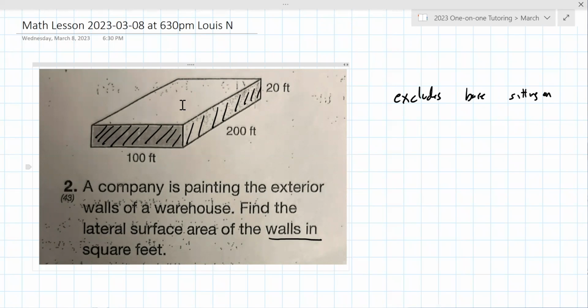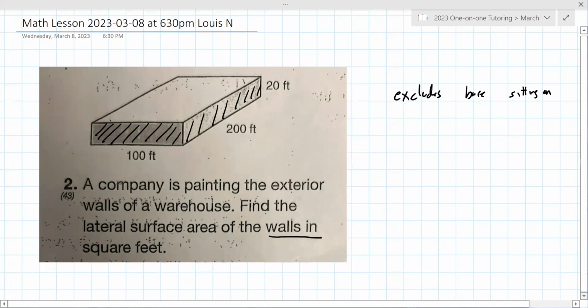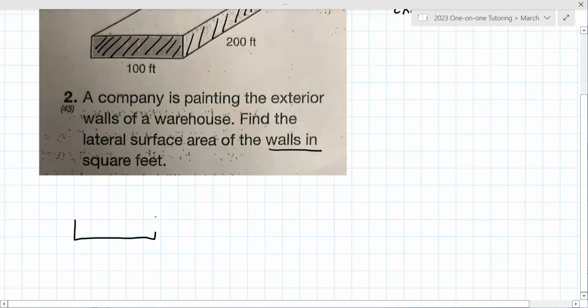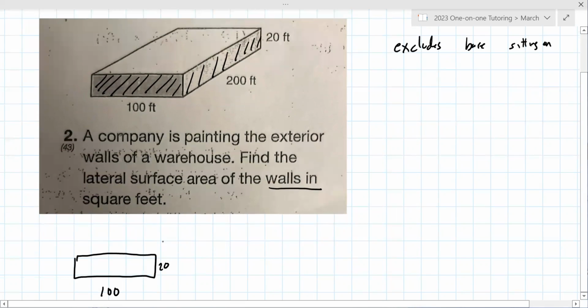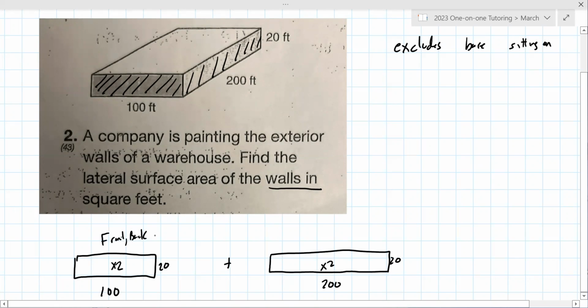Now here's maybe a better way to do this. Do you agree that there is a front face there that's 100 feet? Yes, I do. 100 by 20, but there's two of them. And then there's the side one, which is 200 feet by 20, and there's two of those, the left and the right. You can think of this as the front and the back, and this is the left and the right.